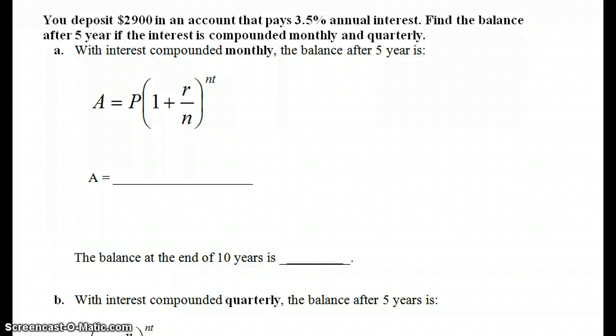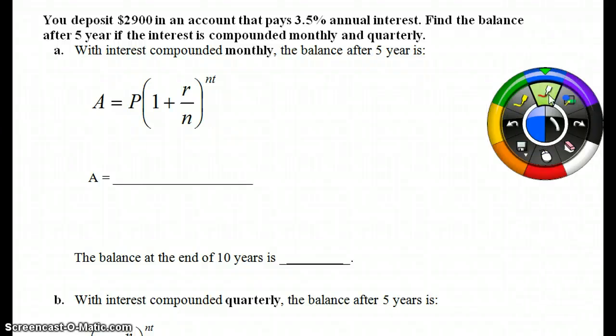So let's take this first example where we deposit $2,900 in a bank account. It pays a 3.5% annual interest rate, and we want to know the balance after 5 years if the interest is compounded monthly and quarterly. So a couple different things going on here. 2,900 is what we start with. The interest rate is very important. And these words here, compounded monthly or quarterly, tell us something very important. And then we have to look for how long we're going to save this.